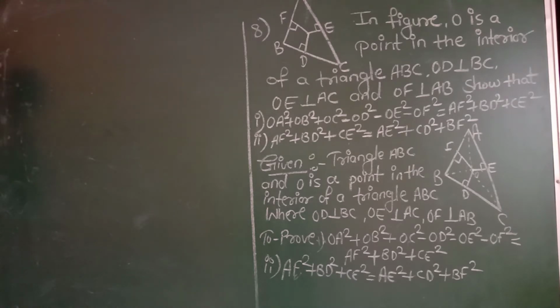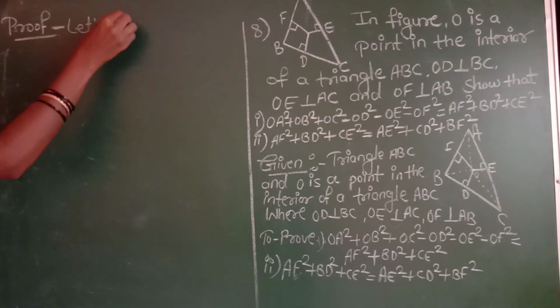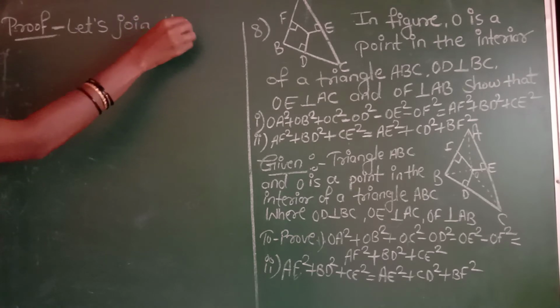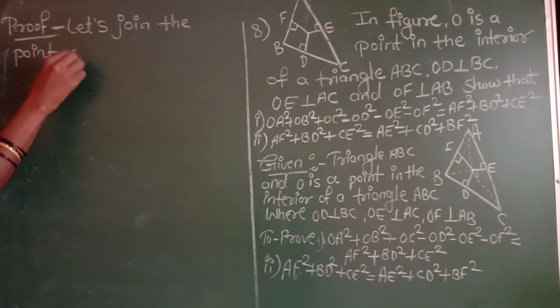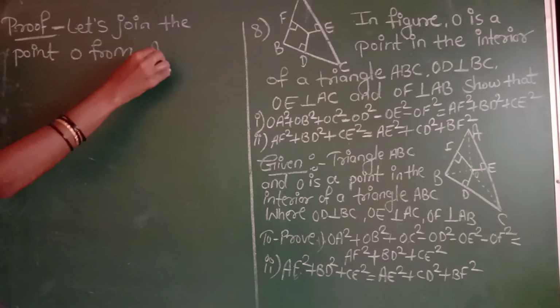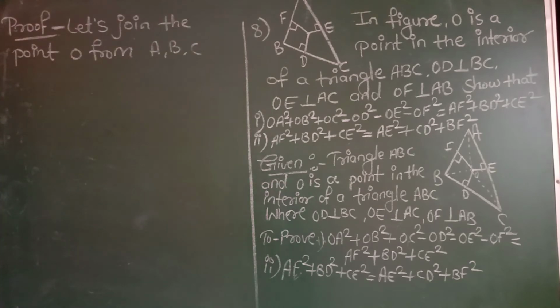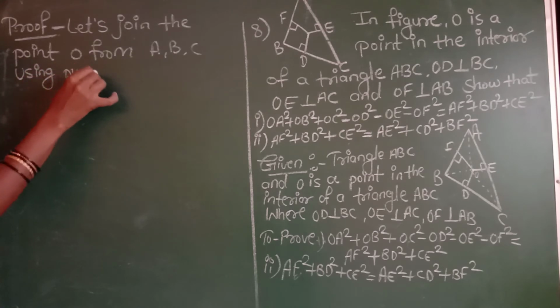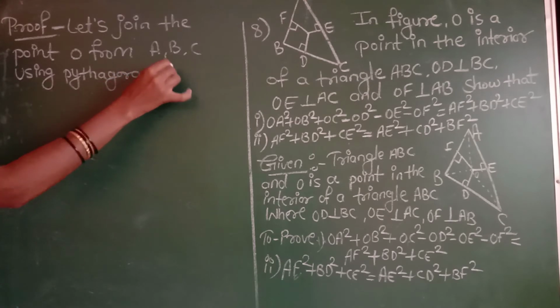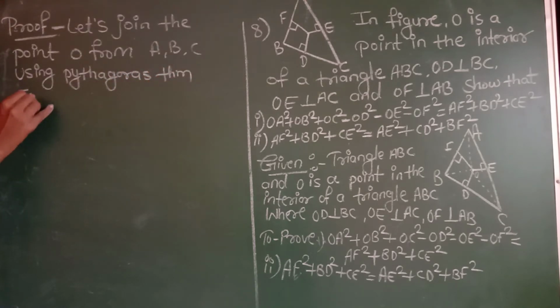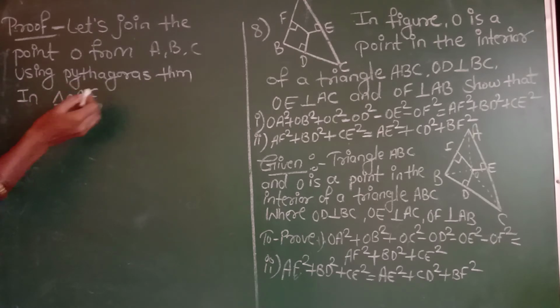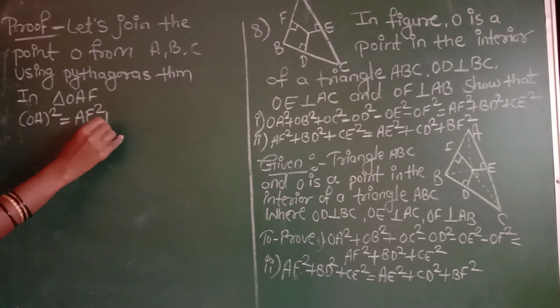Solution. Proof. First one. Let's join the point O to A, B, C. Using the Pythagoras theorem, first in triangle OAF, the hypotenuse is OA, so OA square is equal to AF square plus OF square. This is the first one.